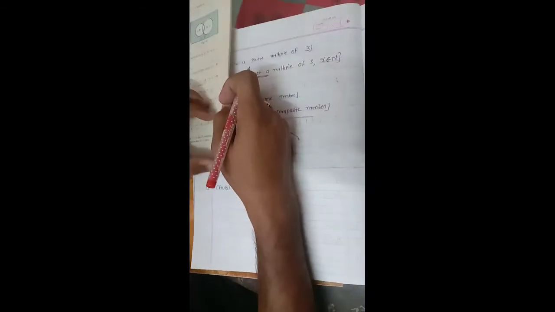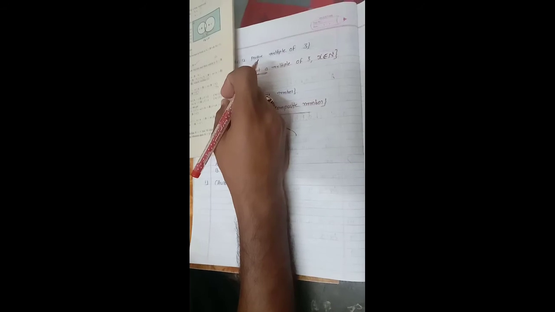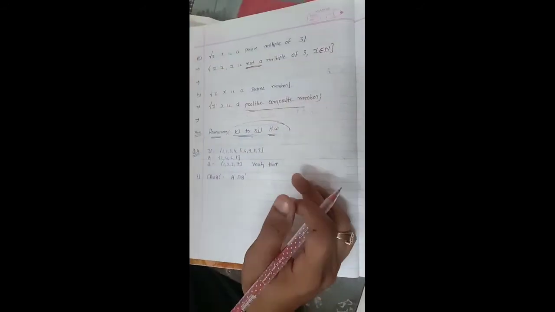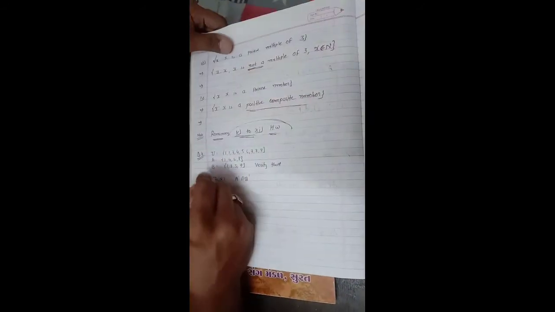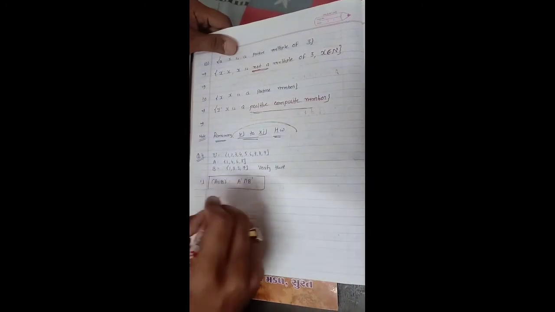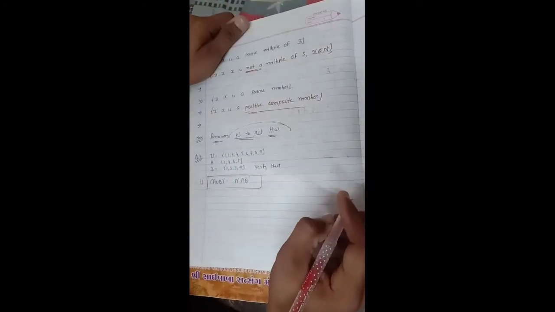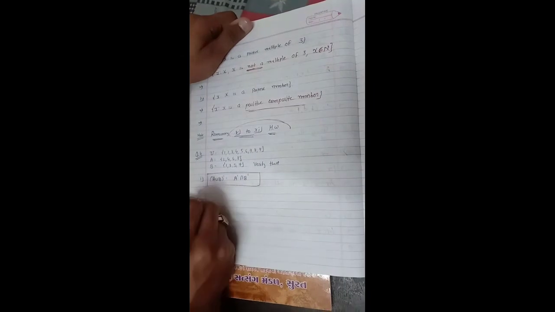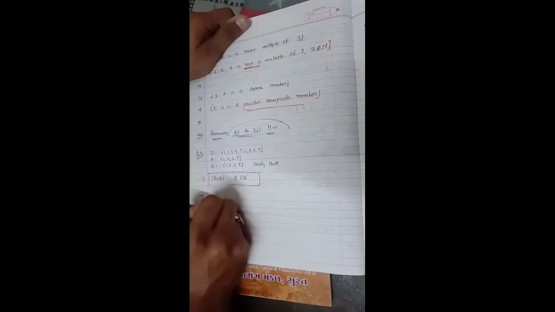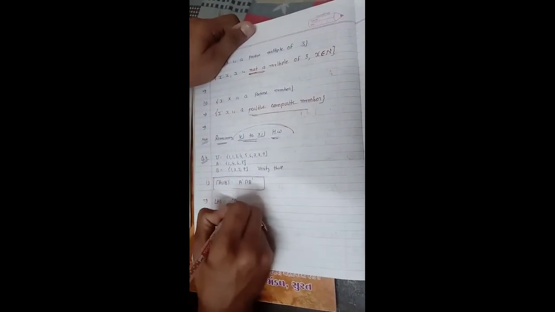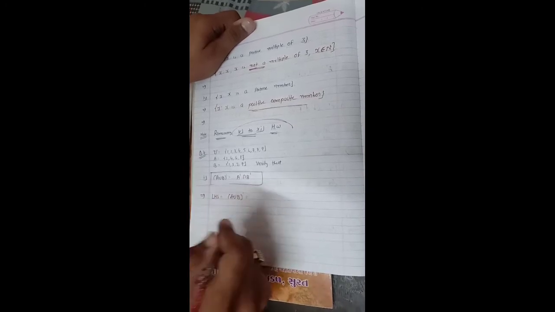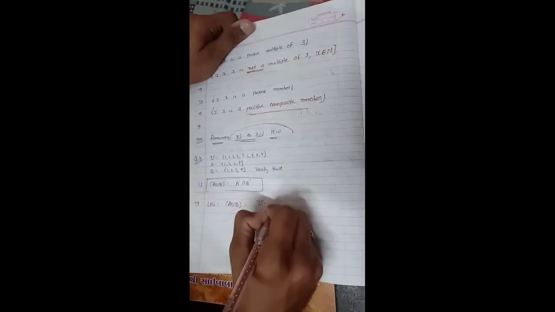Now I come to question number 4. It is what? De Morgan's law. A union B whole dash is equal to A dash intersect B dash. So first I take the left hand side. What is asked on the left hand side? A union B whole dash. It means what? U minus A union B.